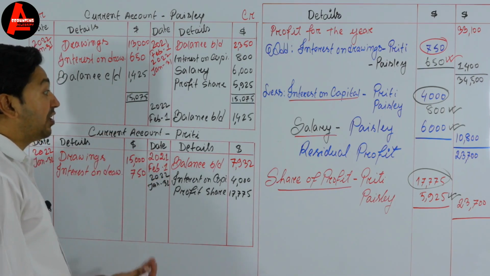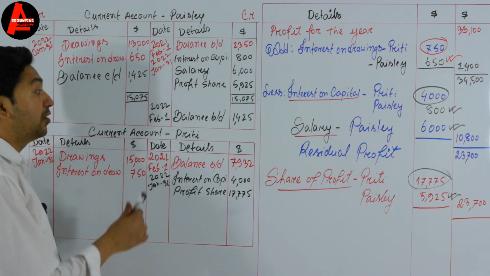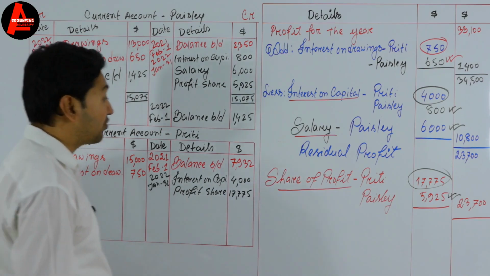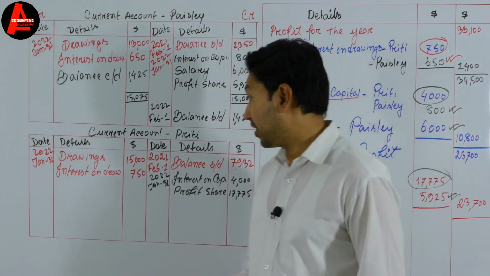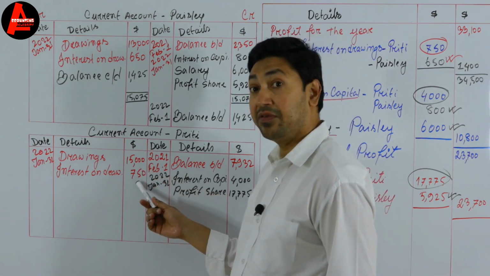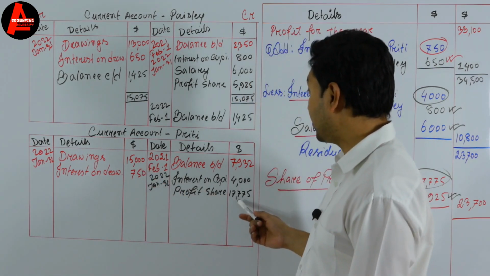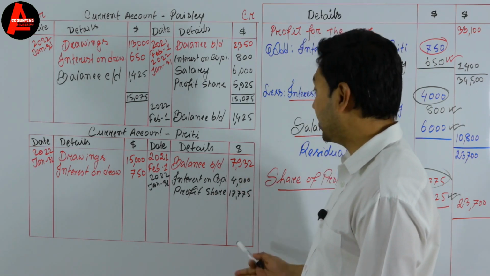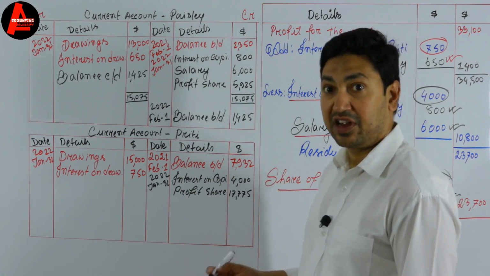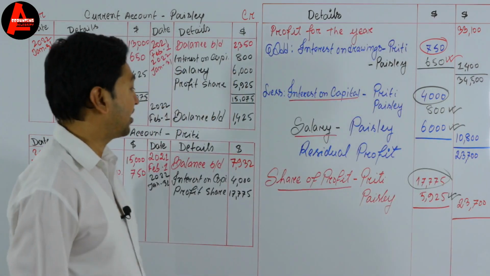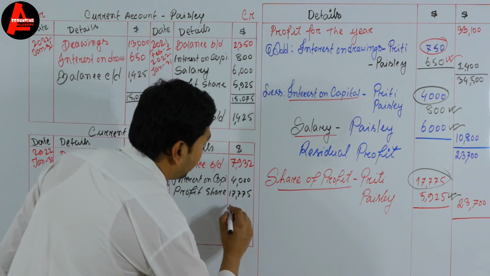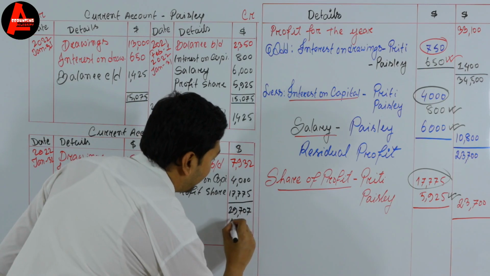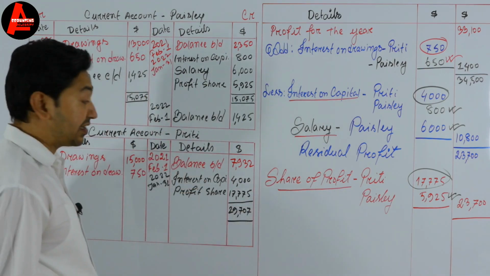Very good. The same way we need to balance Pretty's current account. Now you try. We need to check which column is greater in money. Here we have 15,000, here $7,500. Here we have 17,000, 4,000 and 7,932. Obviously the credit column will be greater, right? So let us sum up the credit column. If we sum up, we get 29,707, right?